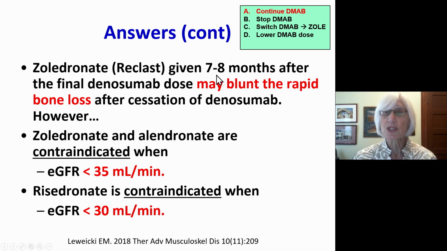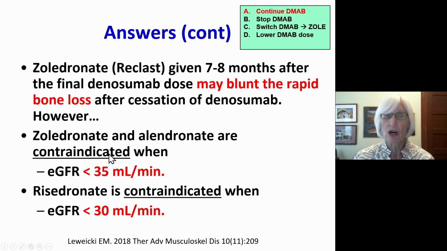We are giving this 7 to 8 months after denosumab for people who cannot take the denosumab. Let's say they have an allergy or a side effect, and this has been shown to blunt this rapid bone loss, though it doesn't totally stop it. However, remember this patient has CKD.